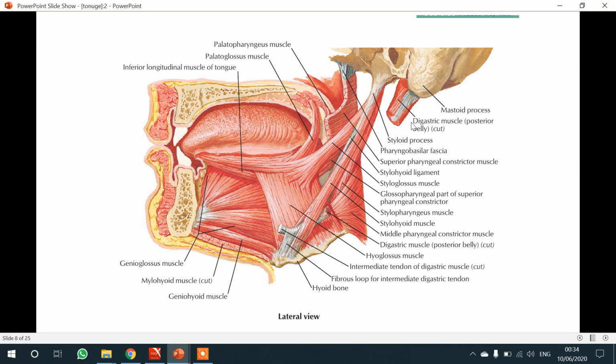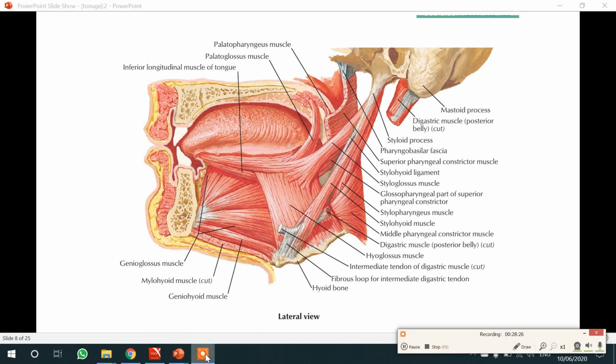I hope you understood the muscles, both extrinsic and intrinsic. I would be doing another video for nerve supply, lymphatic drainage and blood supply of the tongue. I would try to cover everything in that part of the video.